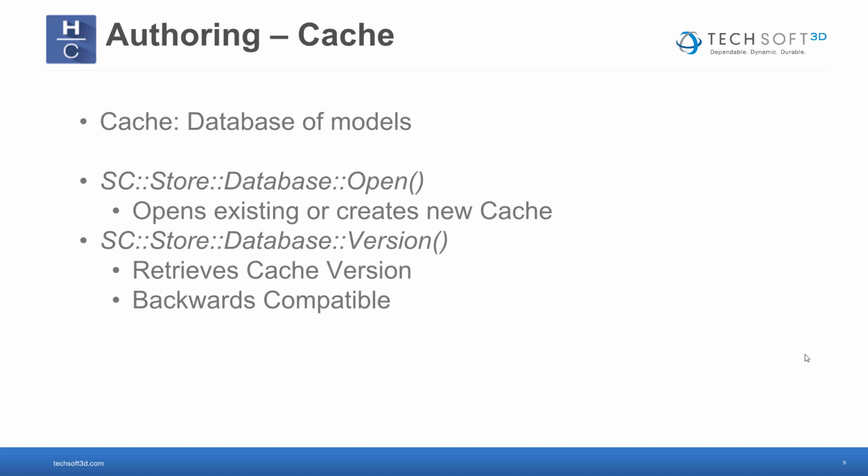Again, we have this concept of a cache, and a cache is just a database of models. We'll talk about models in a little bit. But essentially, just think of it as a database. You can open the database, or you can create a new one. You can get the version of the cache. And all caches are backwards compatible with those created using Hoops Communicator 2017 or later. That should cover the vast majority of the models in circulation today.